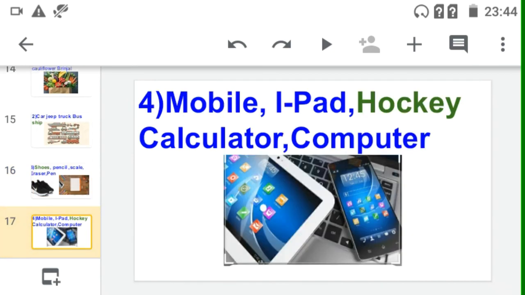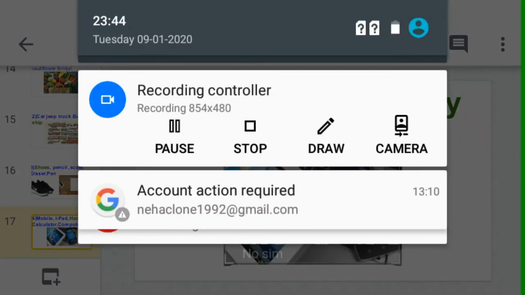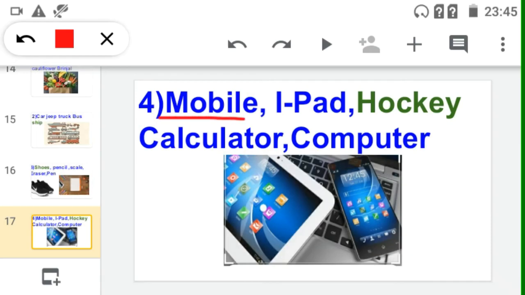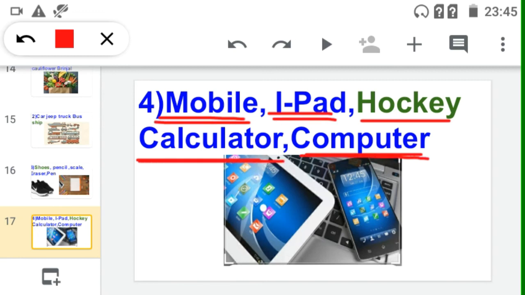Now see the fourth question. In that fourth question, first is a mobile, then iPad, then hockey, then calculator and then computer. So have you observed, student, mobile, iPad, calculator and computer, these are machines. Mobile, iPad, calculator, computer, these four things are machines. But hockey, is it a machine?